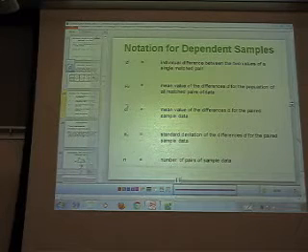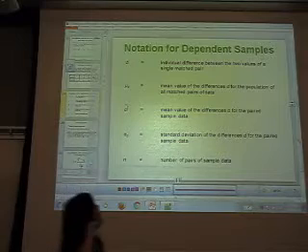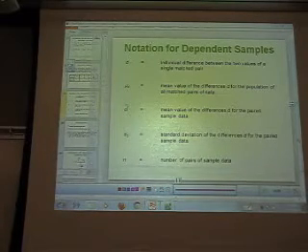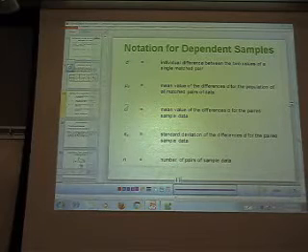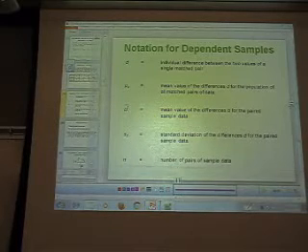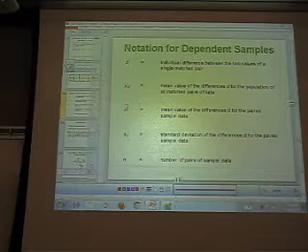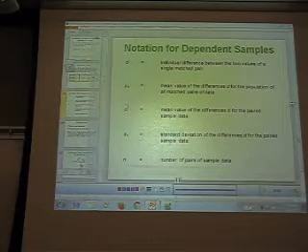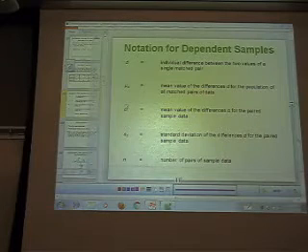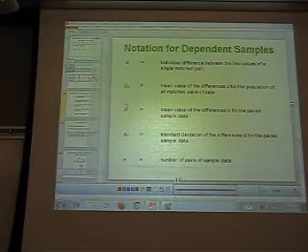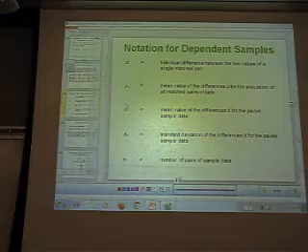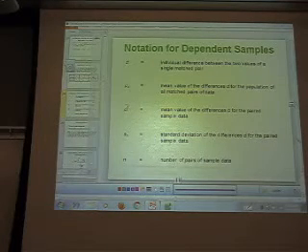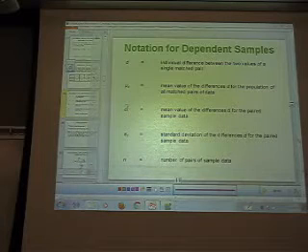Individual differences between the two values of a single matched pair, d. Mu d, the mean value of the differences d for the population of all matched pairs of data. D bar means the mean value of the differences d for the paired sample data. So it's kind of like your X bar, but it's D bar. If you average all those little differences, it's just their average, their sample mean. You can think of it as X bar D if you want.